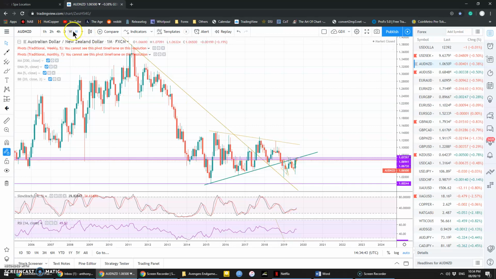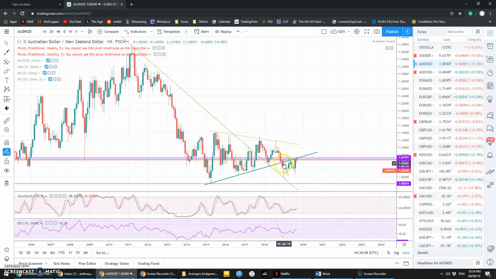Because this is a monthly, each bar is 1 month. So when you break out of a triangle on a monthly, you would expect to at least test this low, which is $1 against New Zealand.